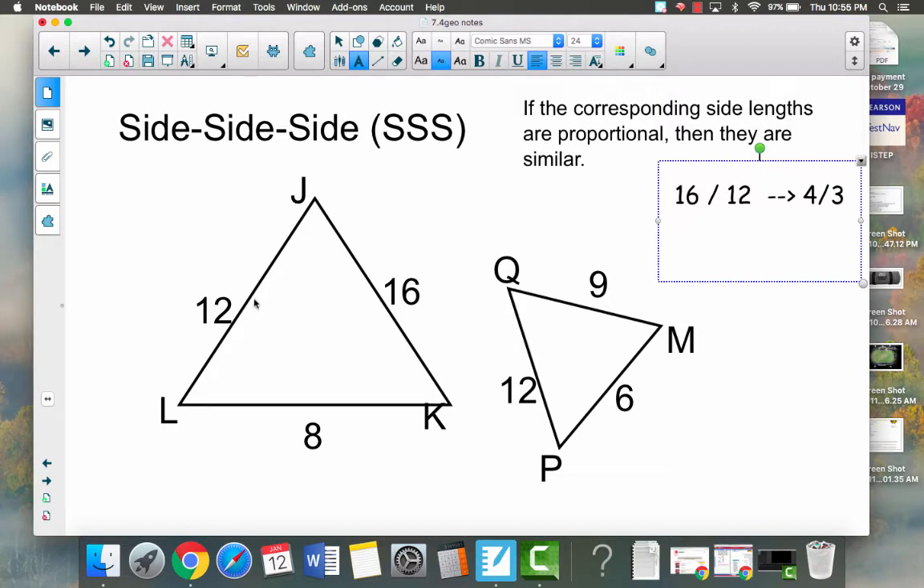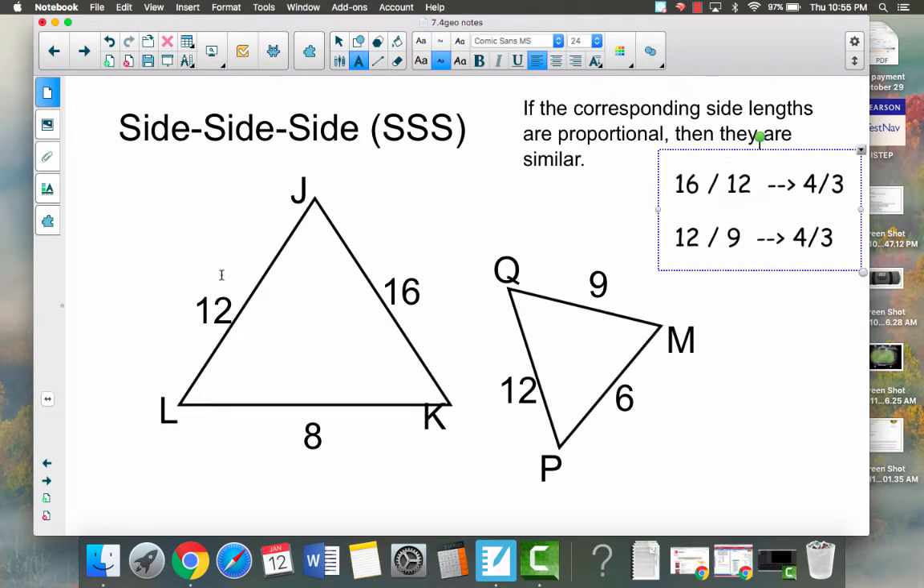And then we can do the same thing for the other side. So the next largest is 12, and 12 is going to match up with 9. And if we reduce that fraction, so 12 over 9 reduces and we get 4/3. So far we're on the right track because so far both the proportions, so both the sides have the same ratio. And then last side, we're going to do the smallest sides. So LK is the smallest side of the large triangle, and then 6 is the small side here.